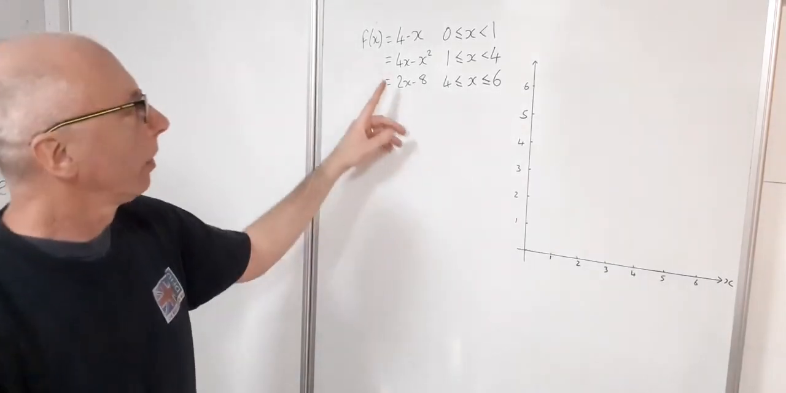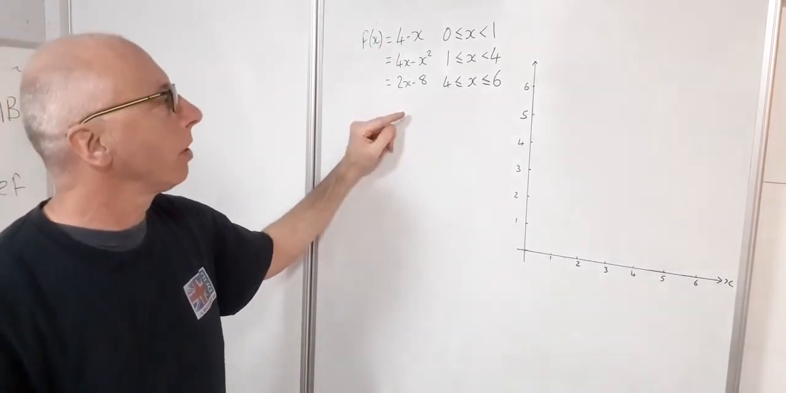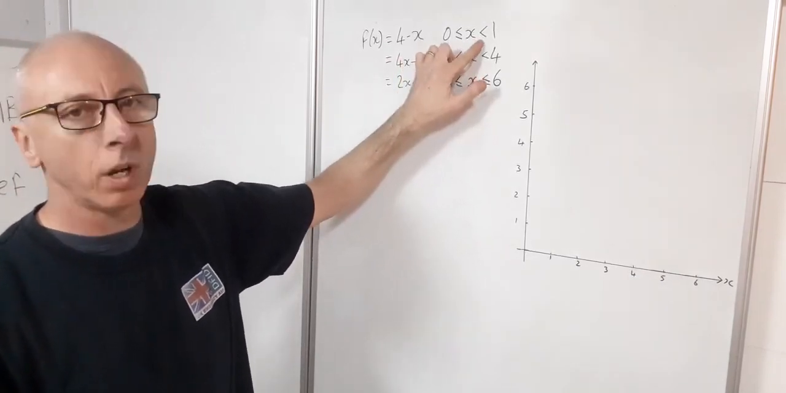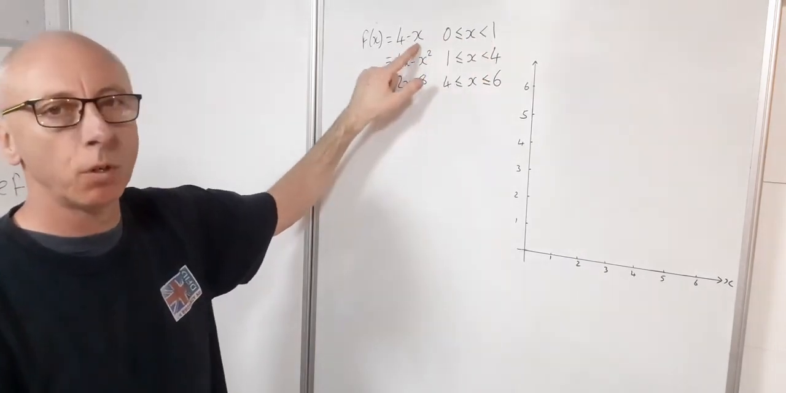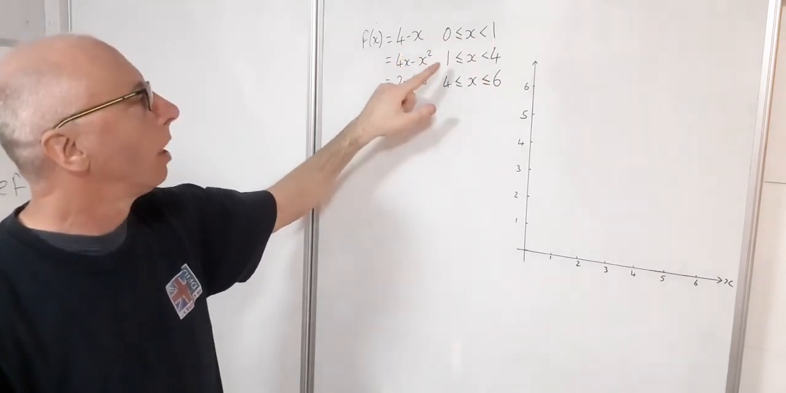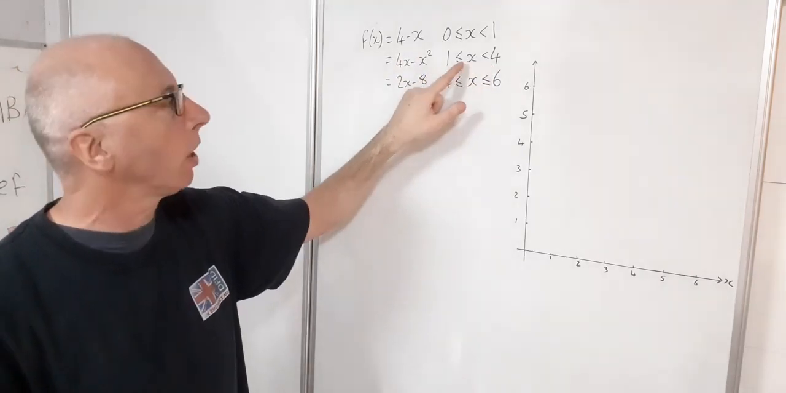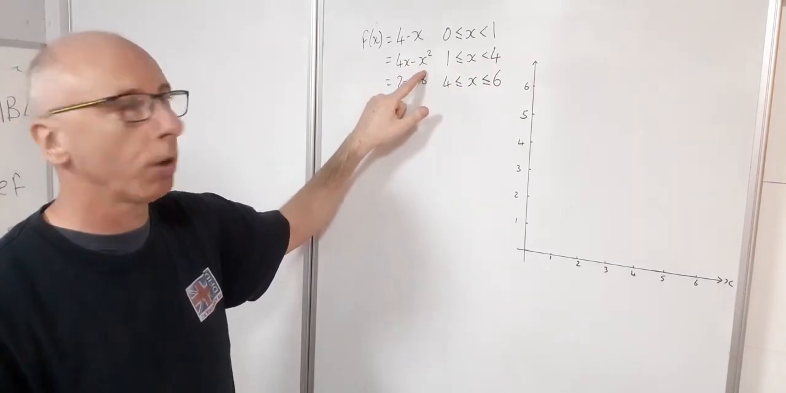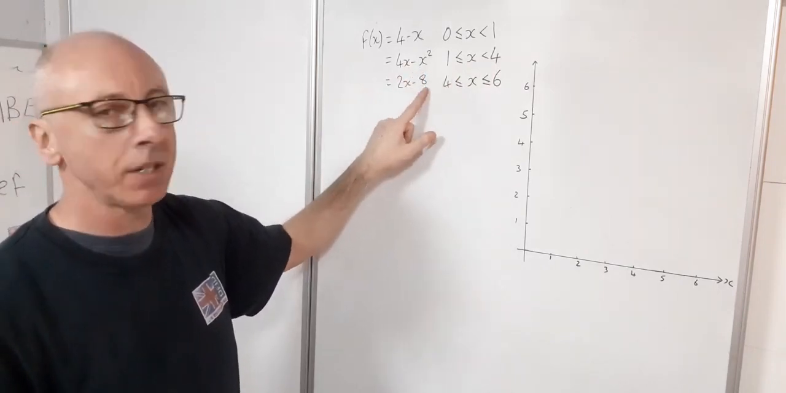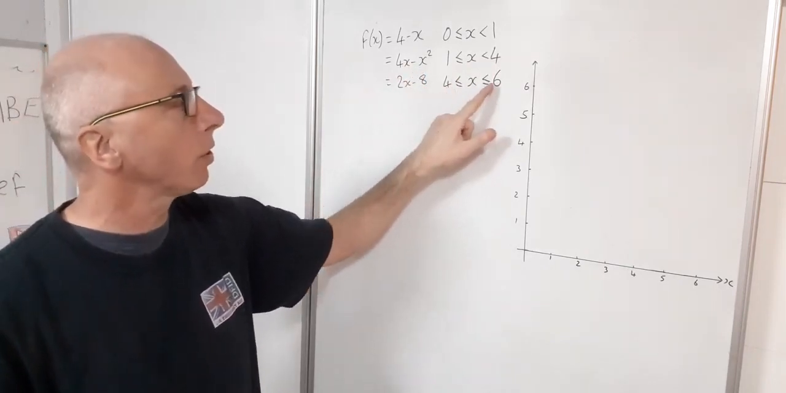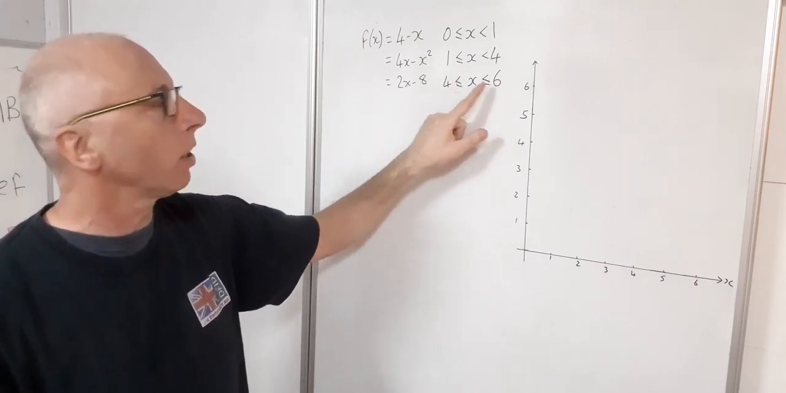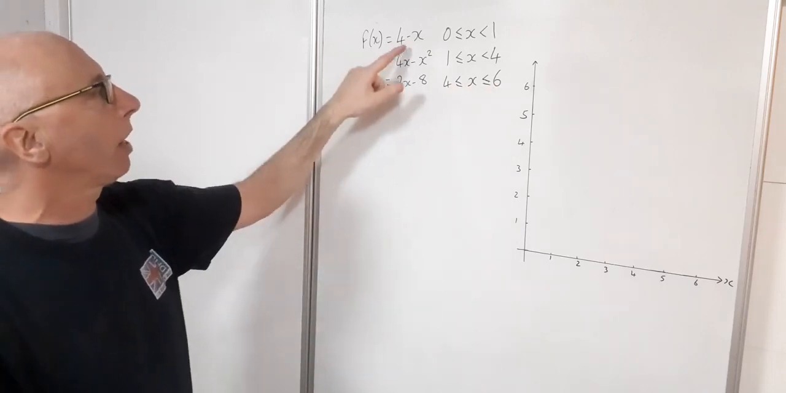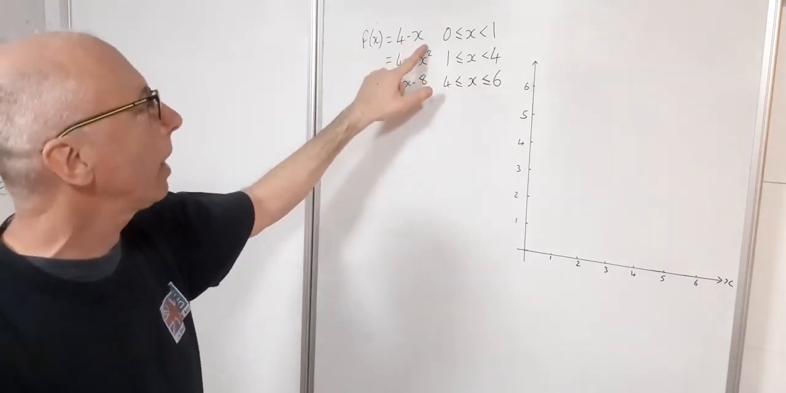So here I've got a function. It's got three different equations depending on where I am on the x-axis. So from 0 to 1, but not including 1, I've got 4 minus x, so that's a linear. From 1 to 4, including 1 but not 4, my function is 4x minus x squared, so that's a quadratic. And I've got 2x minus 8, which is another linear from 4 to 6, and it includes the points 4 and 6. So let's start with the first equation, 4 minus x.